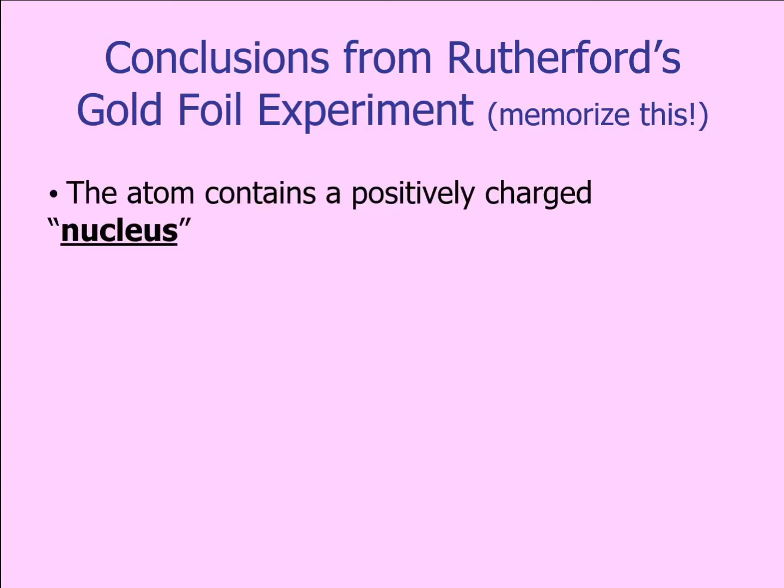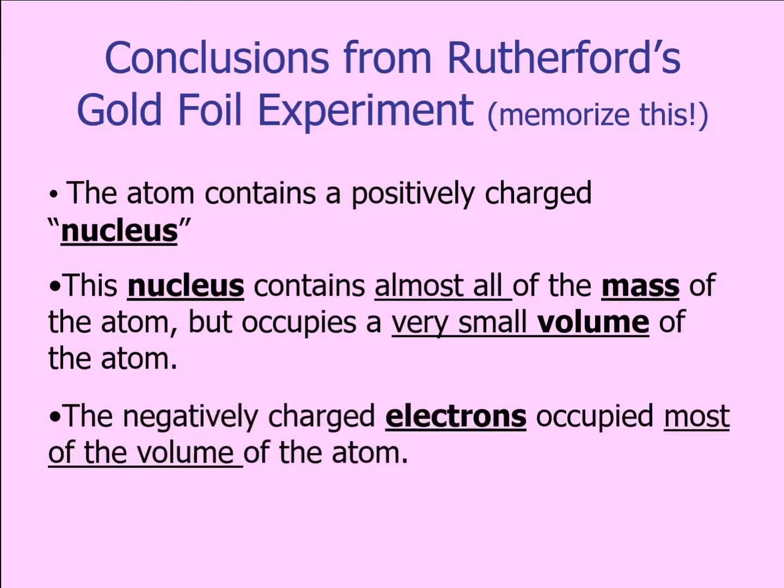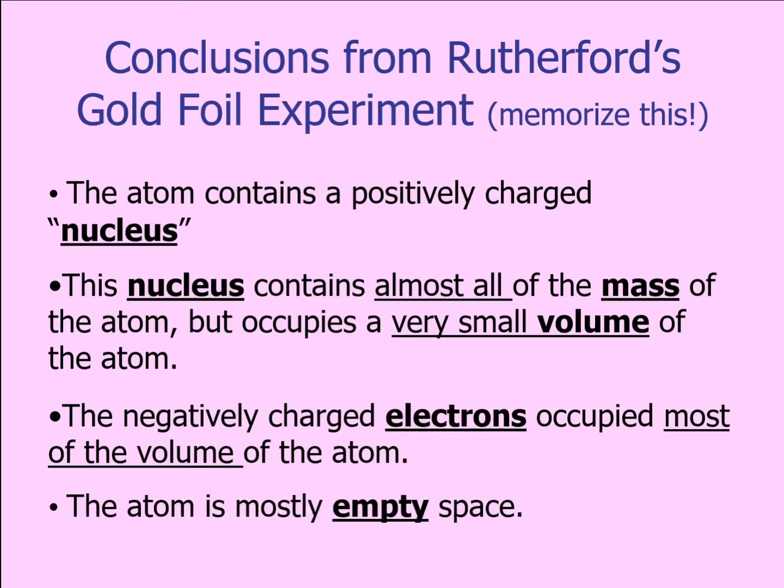Number 1. The atom contains a positively charged nucleus. Number 2. This nucleus contains almost all of the mass of the atom, but occupies a very small volume of the atom. Number 3. The negatively charged electrons occupy most of the volume of the atom. Number 4. The atom is mostly empty space.